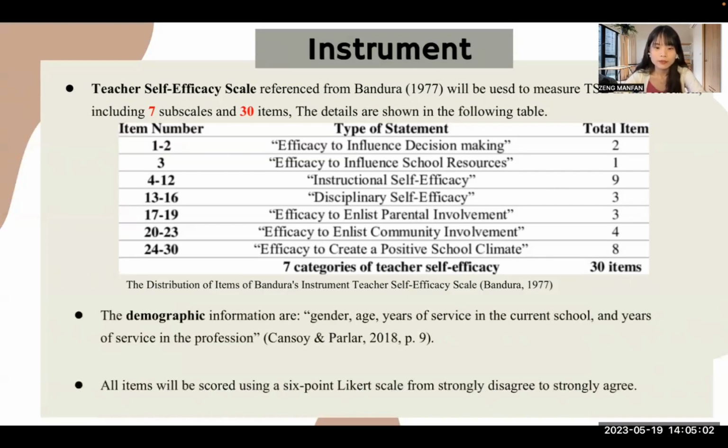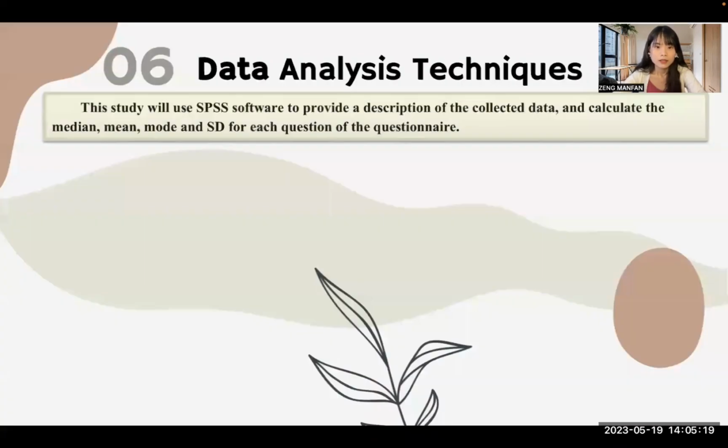The demographic information are gender, age, years of service in the current school, and years of service in the profession. All items will be scored using a 6-point Likert scale from strongly disagree to strongly agree. The next part is data analysis techniques. This study will use SPSS software to provide a description of the collected data and calculate the median, mean, mode, and the standard deviation for each question of the questionnaire.